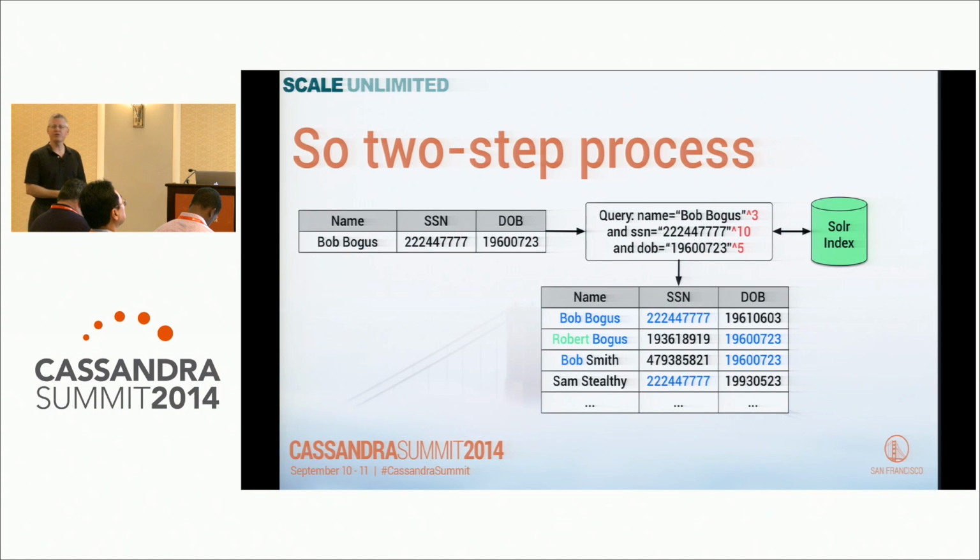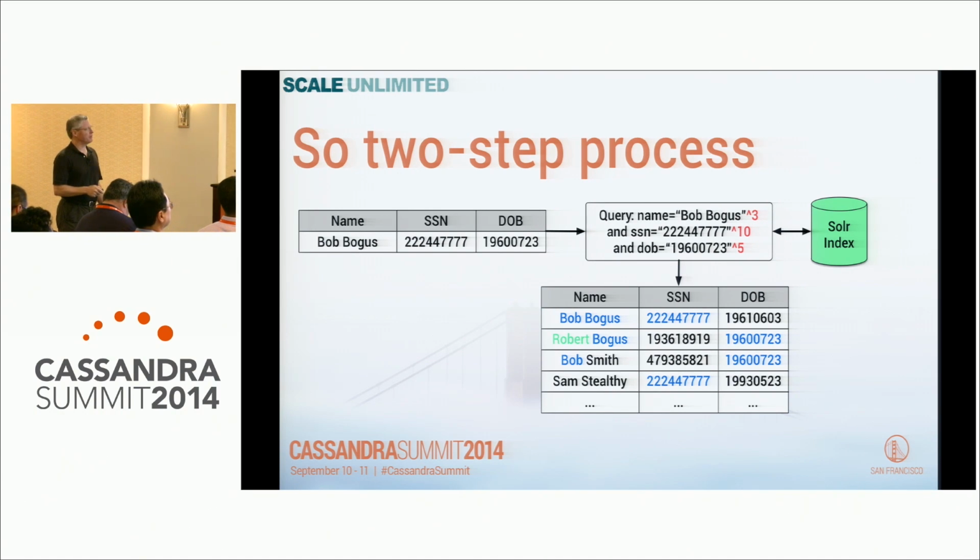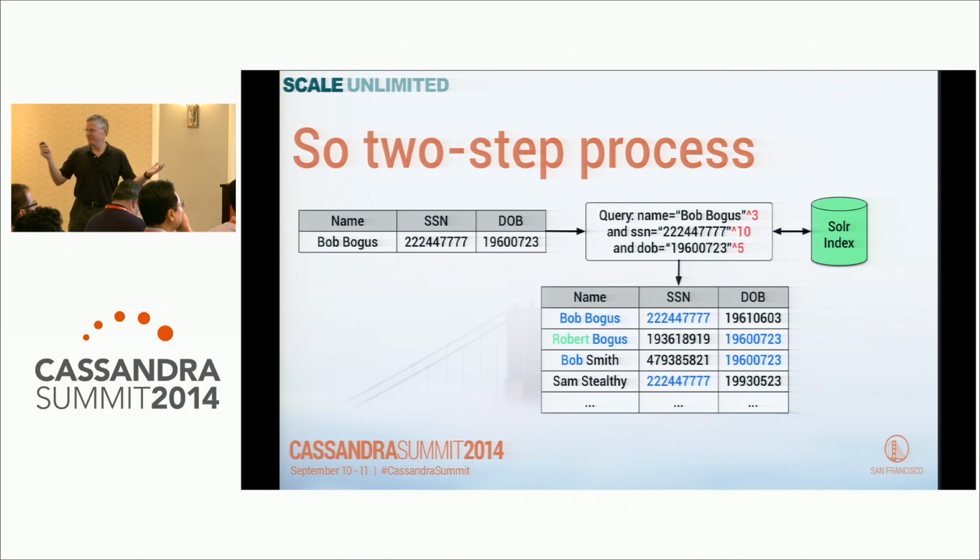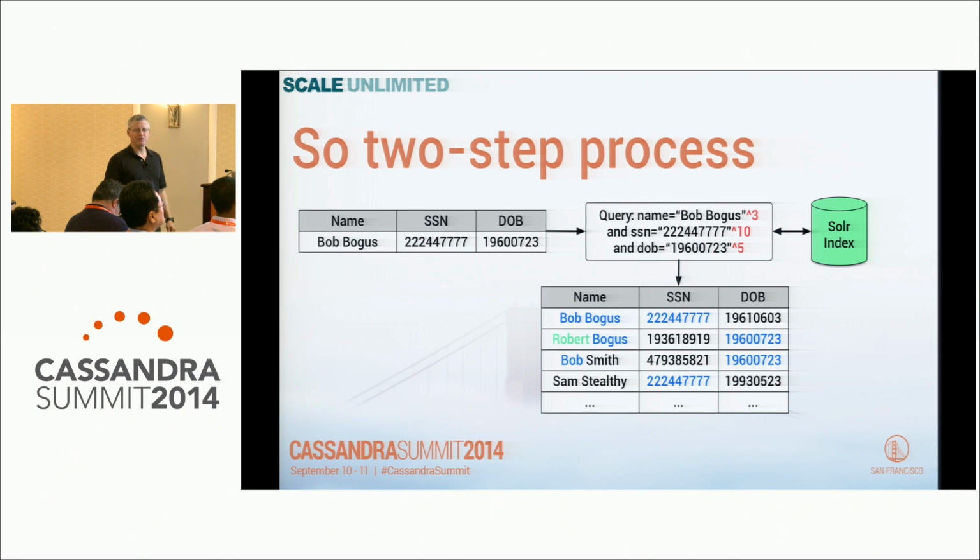All right, so it's a two-step process. We've got, like, here's the information being provided by some person. They got a name, social security number, and maybe a date of birth, right? Maybe they'll have address as well, but let's say we got these 3 attributes for them. So I'm going to turn it into a query, and one of the interesting things you can do with Solr and other systems is you can add weights to the fields, right?